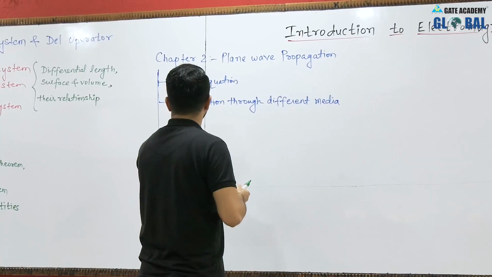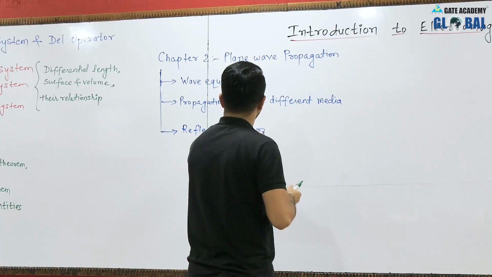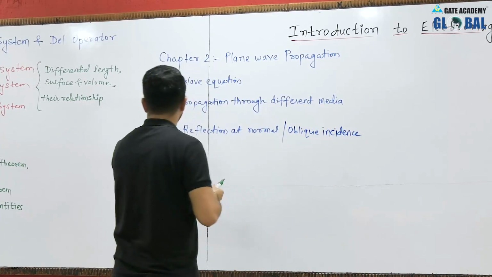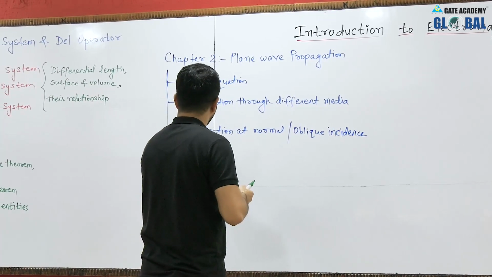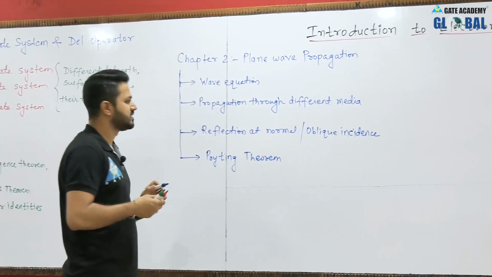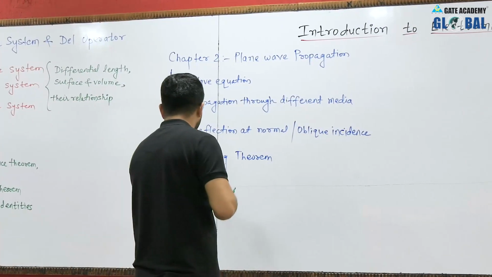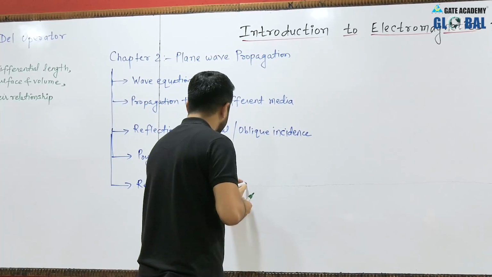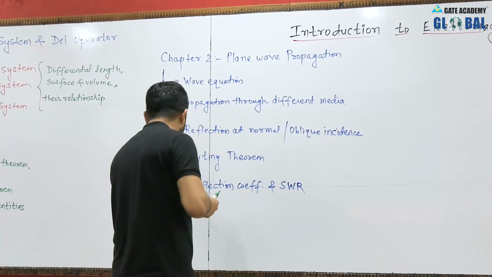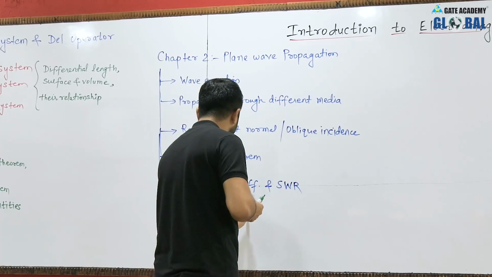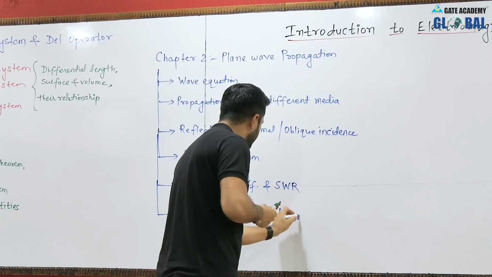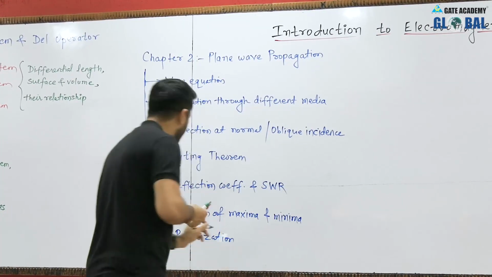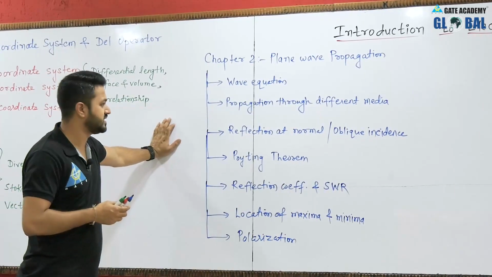then reflection at normal and oblique incidence, Poynting vector or Poynting theorem, then reflection coefficient and VSWR, reflection coefficient and standing wave pattern, standing wave ratio or standing wave pattern, location of maxima and minima, polarization. These are the different topics that I have covered in this particular chapter.